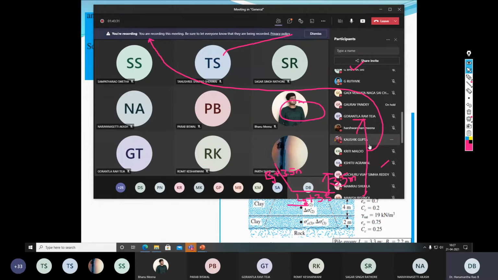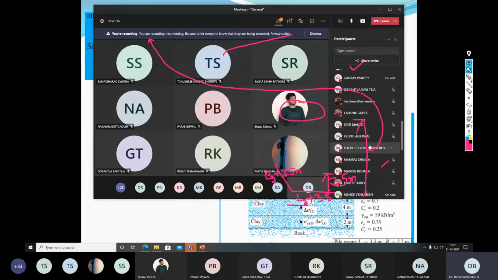So Kriti Malu, any question? Kriti Malu, Kshitiz Agarwal, Vijay Simha Reddy, Mamraj Shukla, Kshitiz, yes sir. Any questions? Good. Okay. Mamraj Shukla.